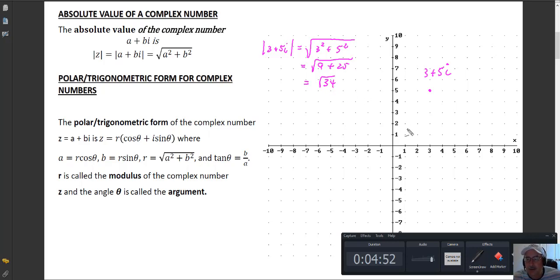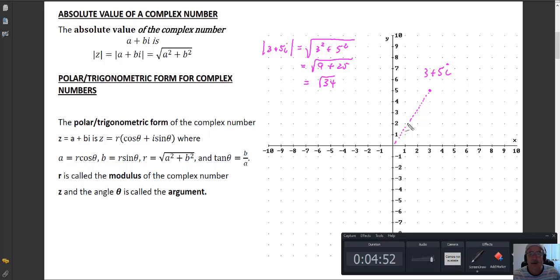And really what this is talking about, the absolute value here, is really just the distance from the origin to that complex number. All right, because if you went ahead and dropped a perpendicular here, this would really just be the Pythagorean theorem, a squared plus b squared is c squared. So this would really be the hypotenuse that you're getting when you find the absolute value, or I'm going to call it the distance of a complex number.